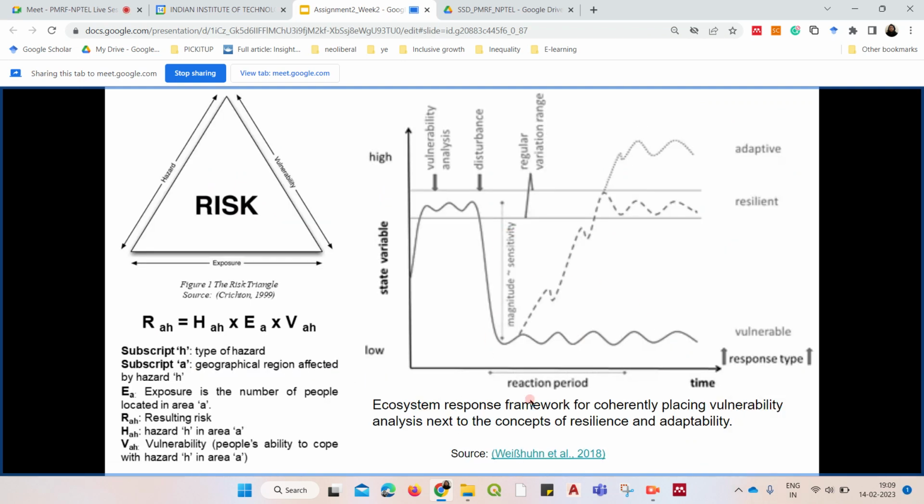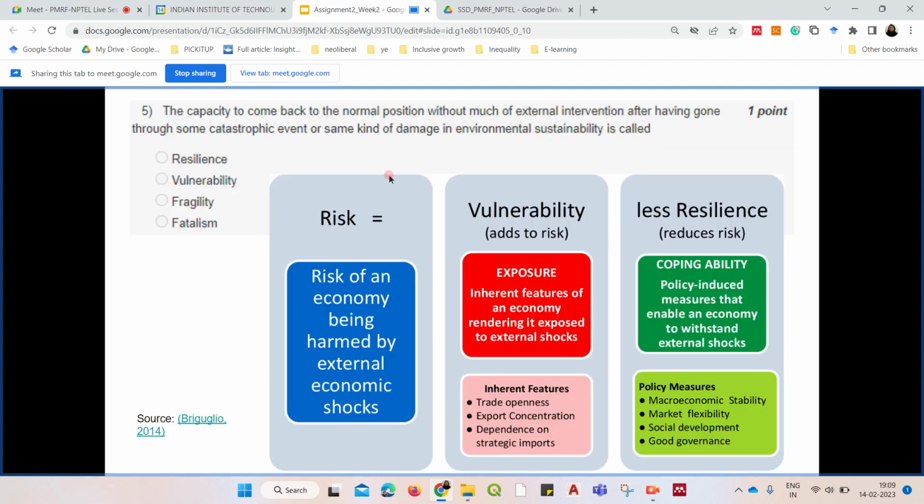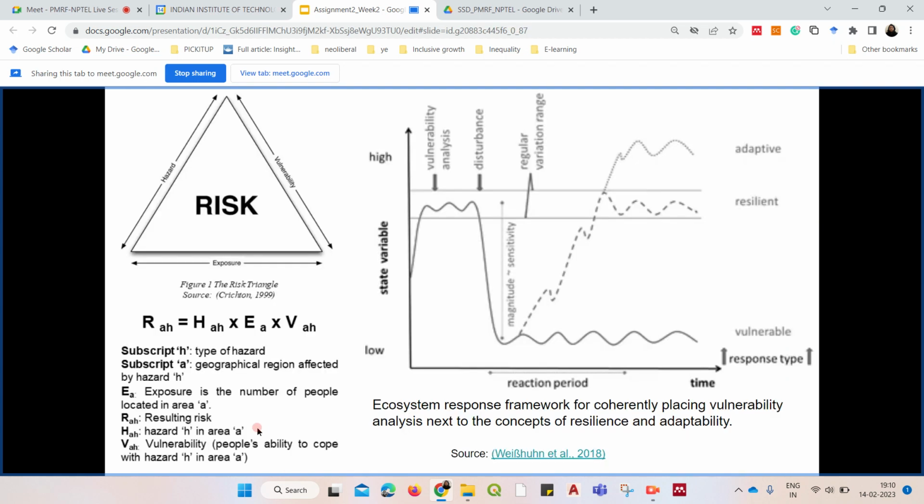So even for the ecosystem response framework, there is a link to that paper. And for understanding vulnerability and resilience for an economic system, the paper's link is also here. So I hope vulnerability and resilience are clear to you, and it is clear that the capacity of a system to come back to the normal position after having gone through a catastrophic event refers to the resilience of that system.